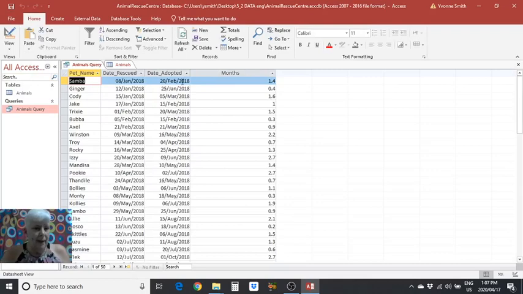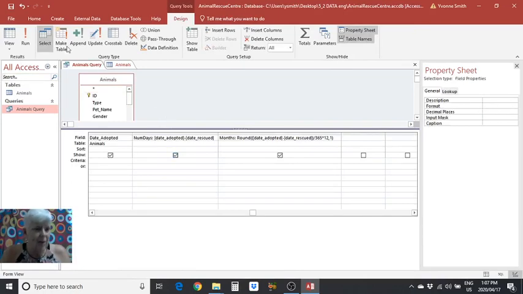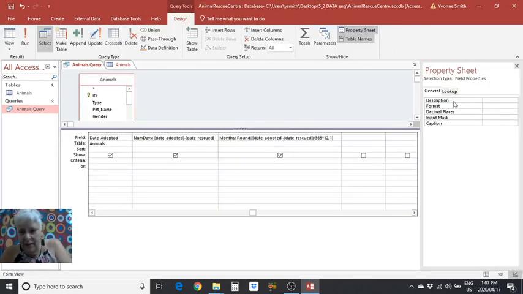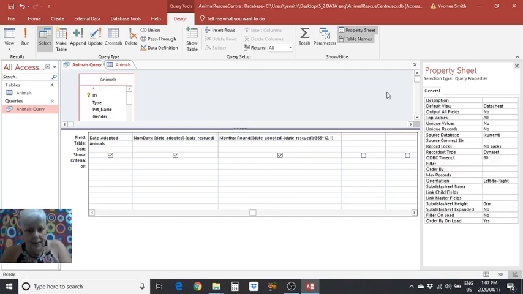So now it's in months. The other one, I'm not showing it, I've unchecked it. Okay, number of days, number of months. And you didn't go to format here and format it to a fixed number of decimal places. You wouldn't get marks for that. This is a round function.